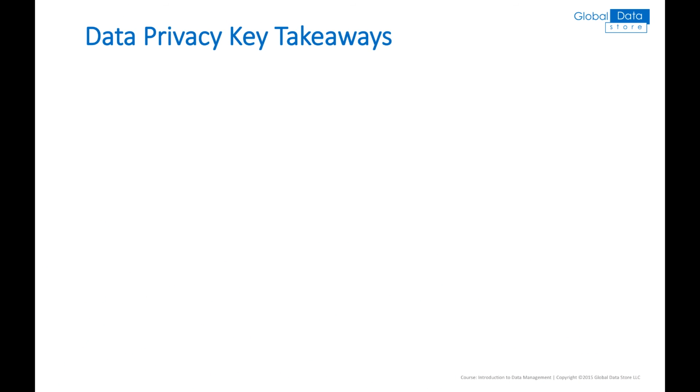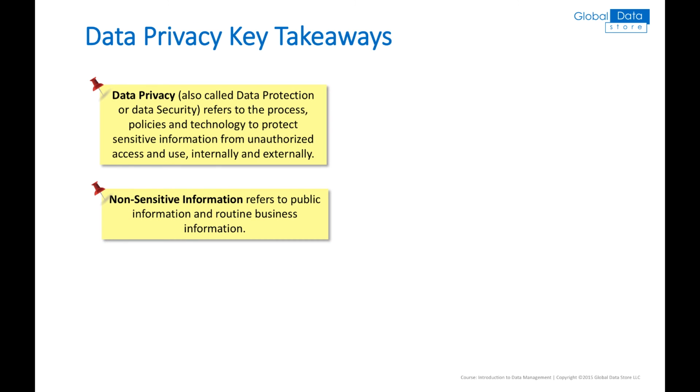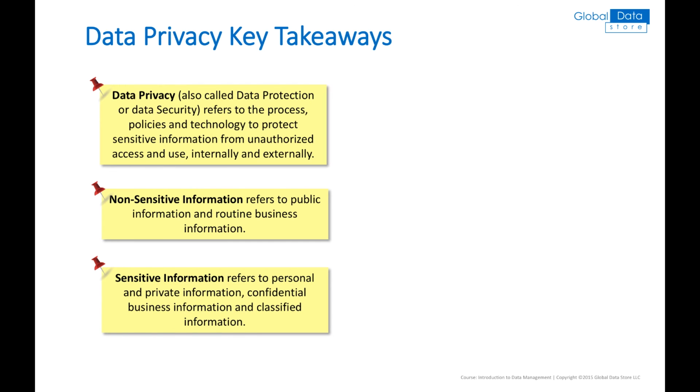Finally, it's time for key takeaways for data privacy capability. Data privacy, also called data protection or data security, refers to the process, policies and technology to protect sensitive information from unauthorized access and use, internally and externally. Non-sensitive information refers to public information and routine business information. Sensitive information refers to personal and private information, confidential business information and classified information.